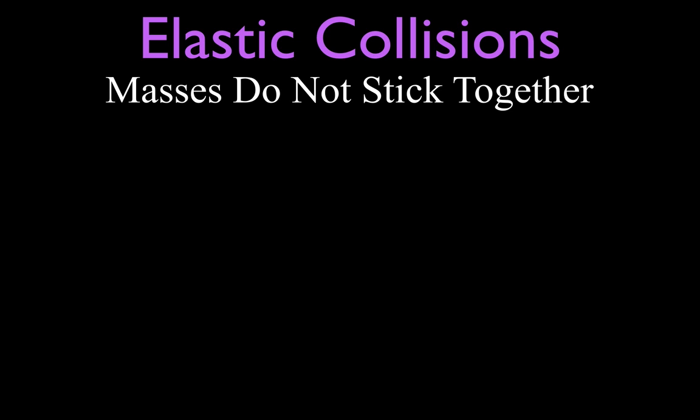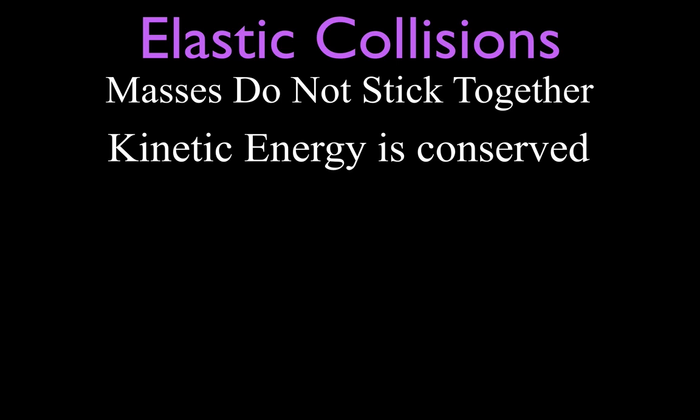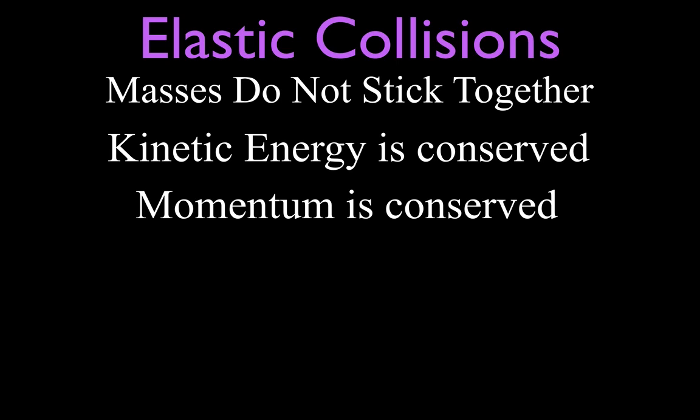Well, in an elastic collision, the masses do not stick together. They bounce off of each other. For an elastic collision, the kinetic energy is conserved. I would say that's the big difference between elastic and inelastic. In inelastic collisions, kinetic energy is not conserved, but in perfectly elastic collisions, kinetic energy is conserved. And of course, in both, momentum is conserved. That's very important to remember.